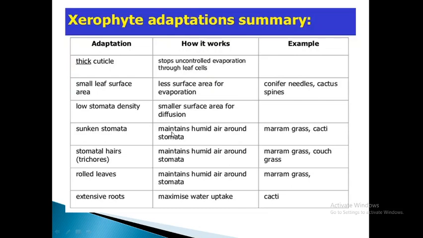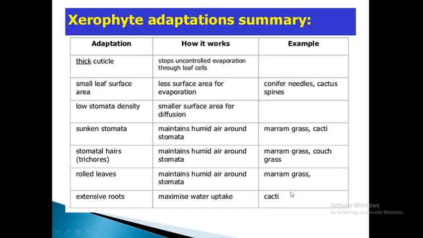Sunken stomata maintain humid air around the stomata, for example, this. Stomatal hairs maintain humid air around the stomata. Here are the examples. Rolled leaves maintain humid air around the stomata. Here is an example. Extensive roots maximize water uptake, for example, cacti. Thank you.